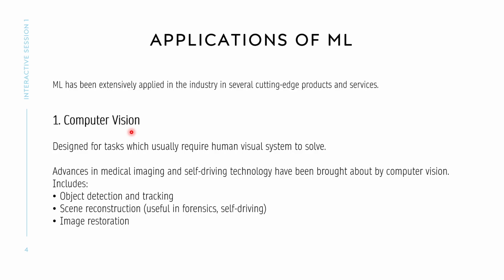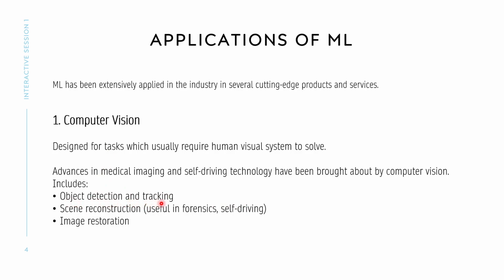So computer vision is designed for tasks which require the human visual system. The most popular example of this is self-driving cars, which use computer vision in abundance, and the technology has gotten so much better recently due to advances in computer vision technology. So, what does computer vision actually include?